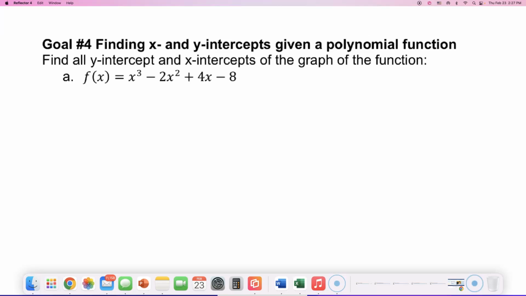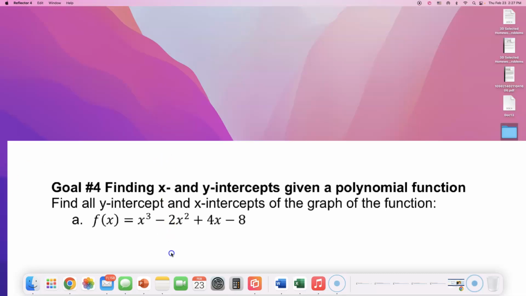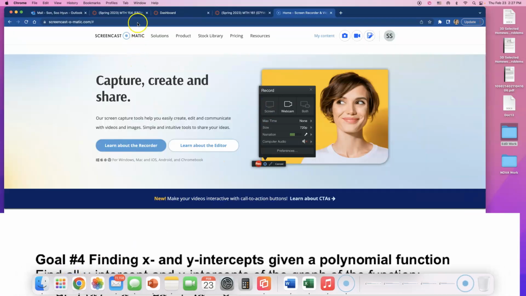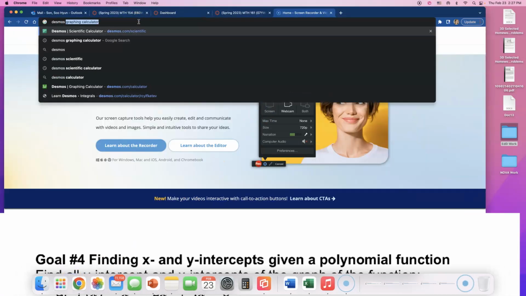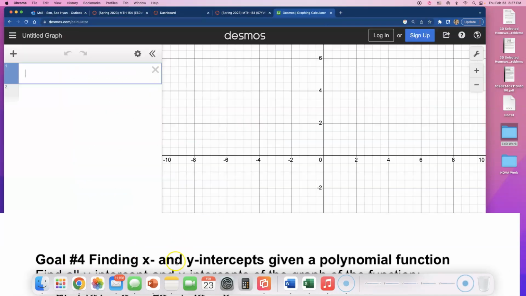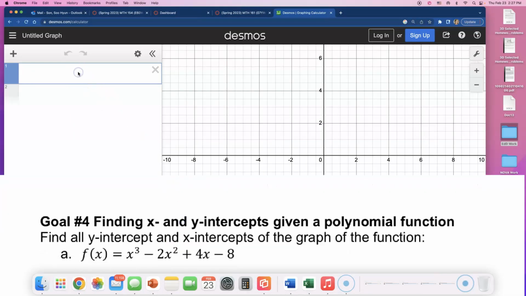The easiest way to do this is graphing it, really. If you want to just graph this function in Desmos, but I do want to come back and show you how to do this using the factoring method. But let's just go to the Desmos graphing calculator, because x-intercept and y-intercept are just points on the x and y axis. So look, I can type f of x equals x to the third minus 2x squared plus 4x minus 8, and here's the graph.